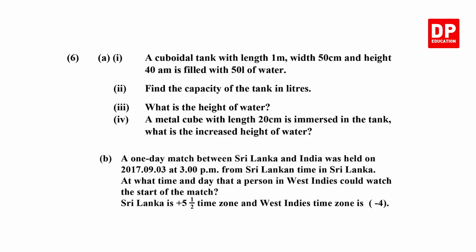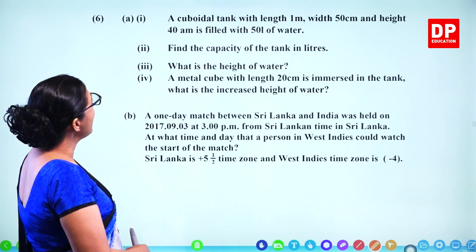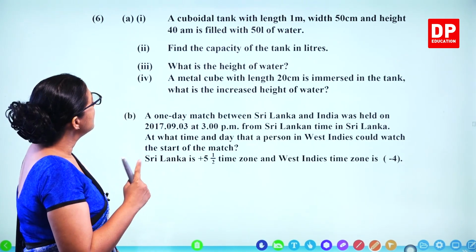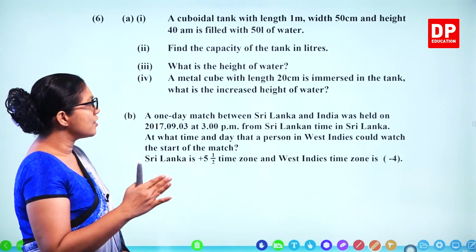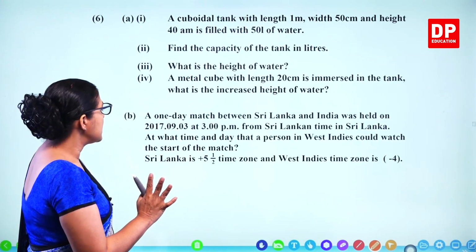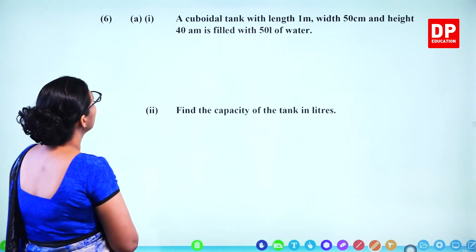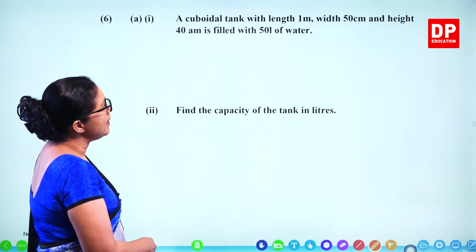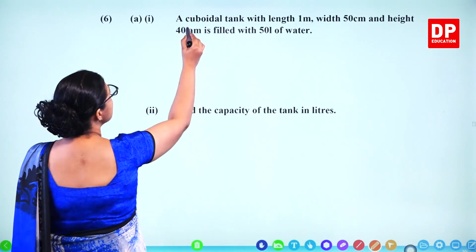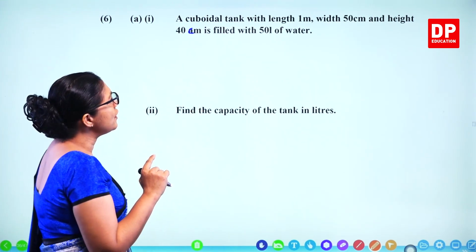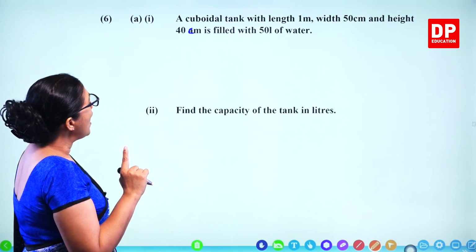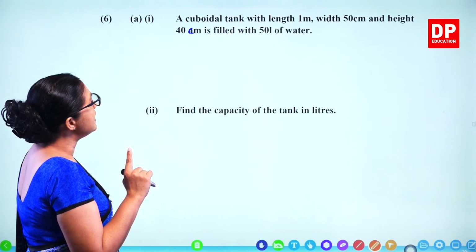Question number 6. Here you need to find the capacity of water and then the height, so it is related to volume. And then part B is about time. So let's do that. A cuboidal tank with length 1 meter, width 50 centimeters and height 40 centimeters is filled with 50 liters of water. Find the capacity of the tank in liters.